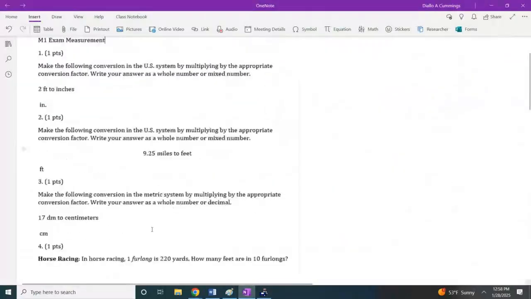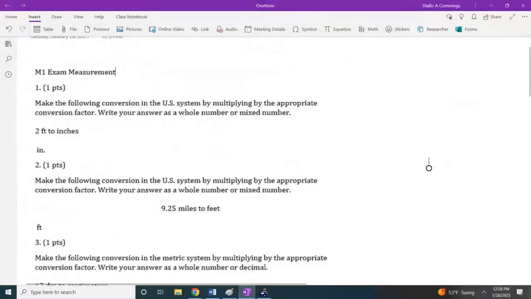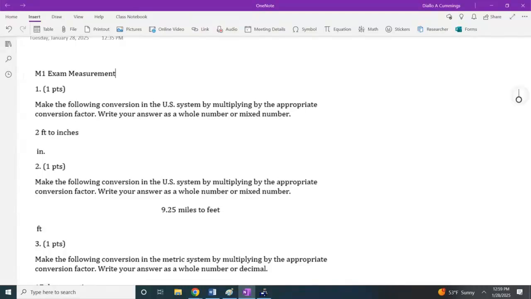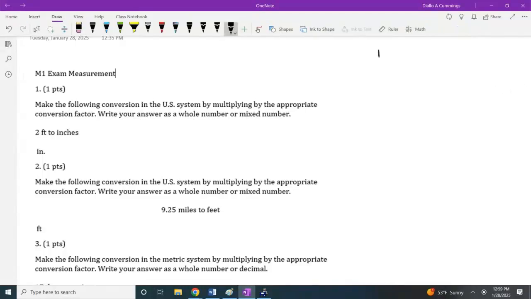very first problem. Right. It says make the following conversions in the U.S. system: 2 feet to inches. Now there's something that can be called a couple of things. It's called dimensional analysis. You may hear it called a unit fraction. And we can use dimensional analysis, which is a unit fraction, to convert from one unit to the other.